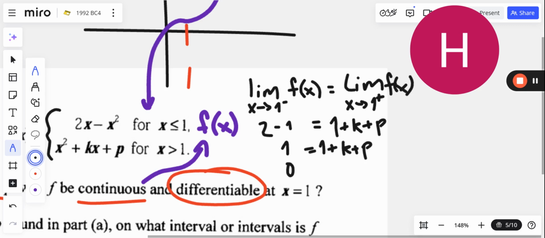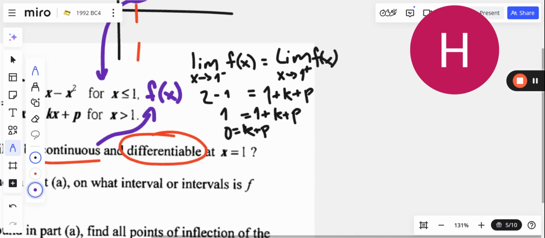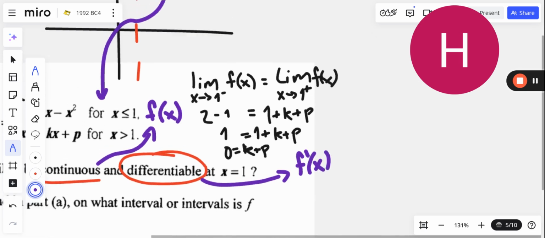So this means that 0 equals k plus p. Interesting. So k and p are opposites, apparently. But we also want it to be differentiable. So this means we want f prime to be equal. That way it's smooth. The derivative needs to be the same on both sides as well.